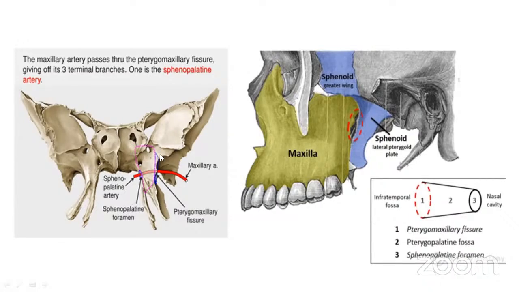And from anteriorly, as we can see, this is the sphenoid bone. This is the lateral pterygoid and medial pterygoid. Along with the pterygomaxillary fissure, we can see that the sphenopalatine artery passes and opens medially into the sphenopalatine foramen.